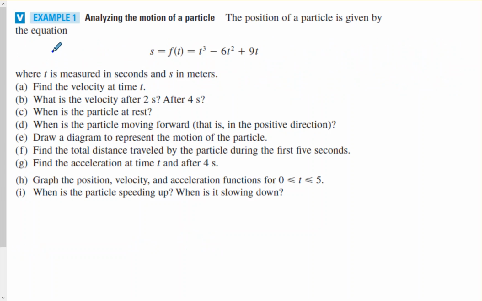Okay, so let's take a look at an example. The position of a particle is given by the equation s equals f of t equals t cubed minus 6t squared plus 9t, where t is measured in seconds and s is measured in meters. Find the velocity at time t. So we'll go through these questions. First we'll do the velocity.